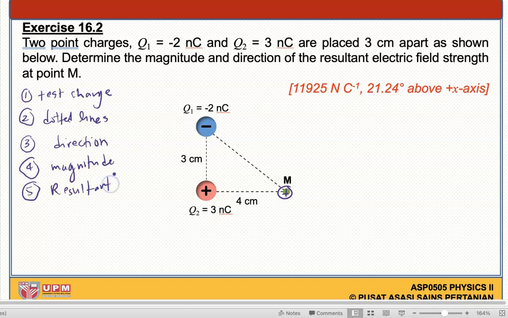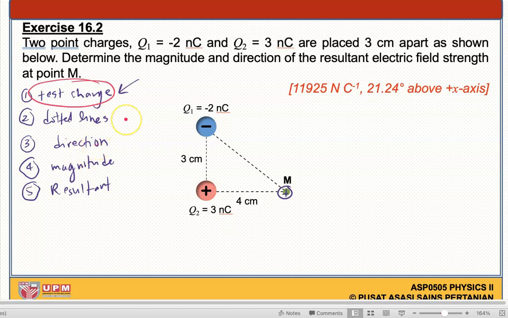Okay, so for electric field, you have the extra step, which is putting a test charge at the point of interest. So to solve for force, there were 4 steps. There were 4 steps for electric field. You have 5, which is placing a test charge. Very, very important. Okay, so now the dotted lines are there.